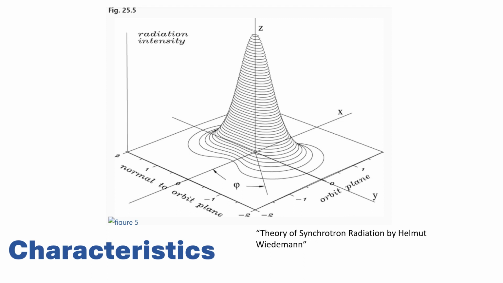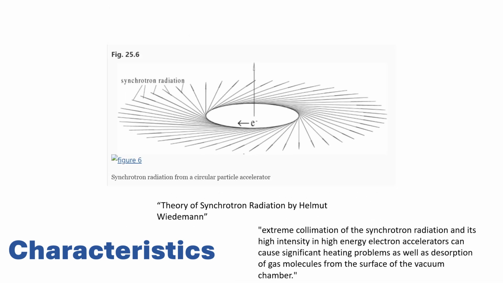Plotted against intensity, we can see the amplitudes of radiation peak at the smallest values, which is what gives synchrotron radiation its unique intensity. We can also see these values drop off as the angles start to increase. This figure illustrates the tangential lines of synchrotron radiation, representing a circular particle accelerator.